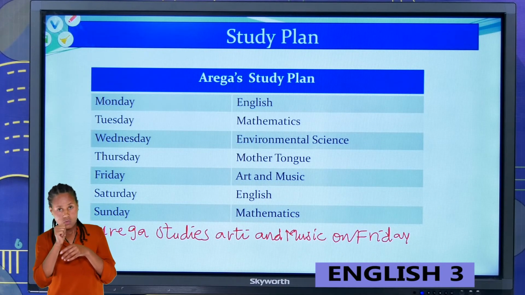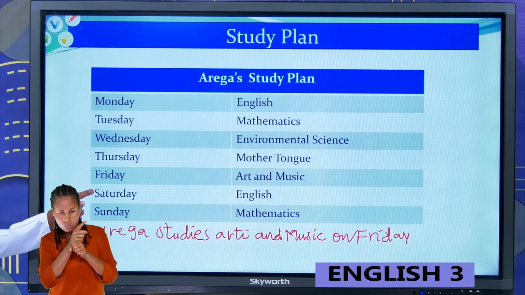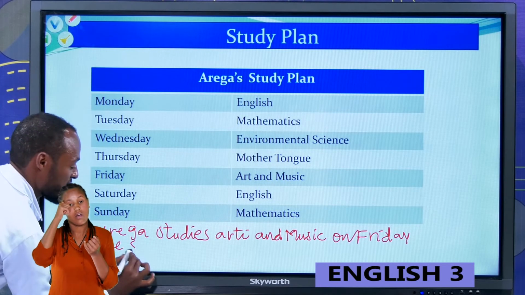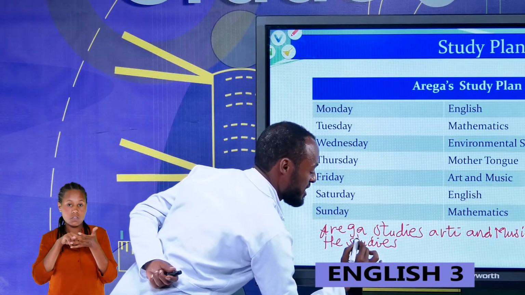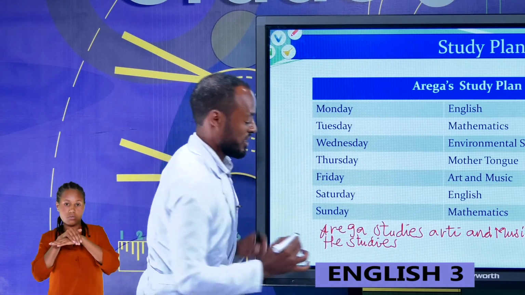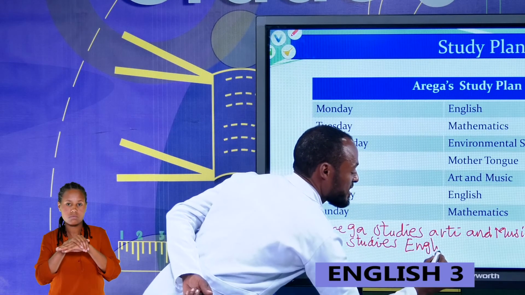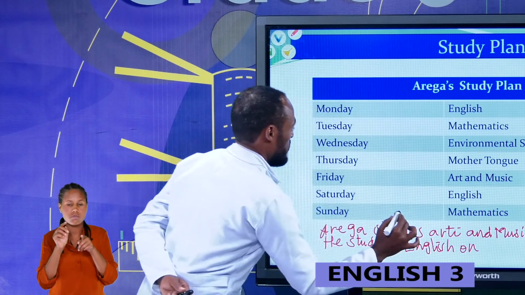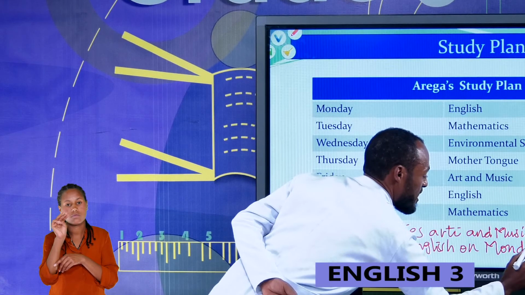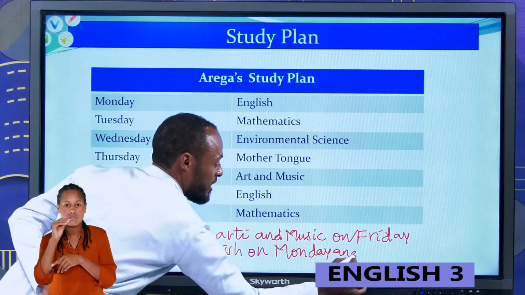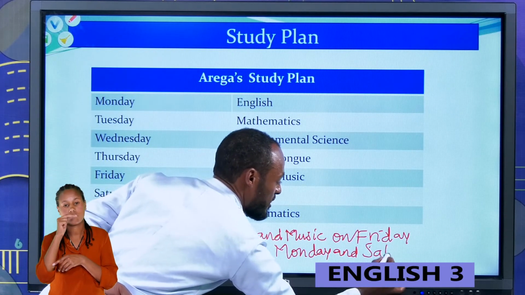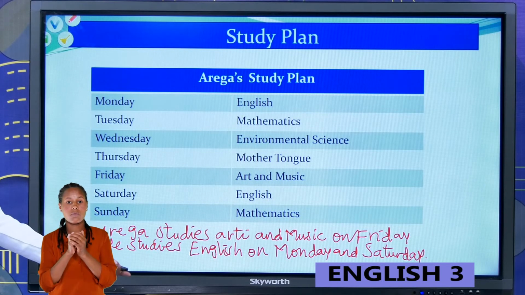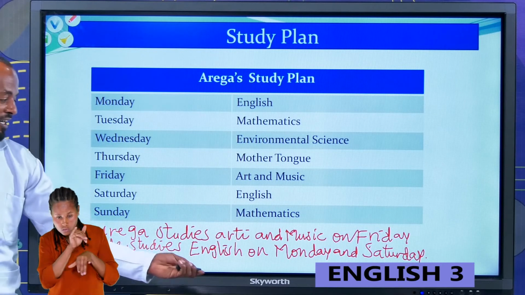Let's write another sentence. Could you write about Saturday? Good. Now we can say he studies English. He studies English on Monday and on Saturday. Here. Yeah, you can write something like this. The next one.